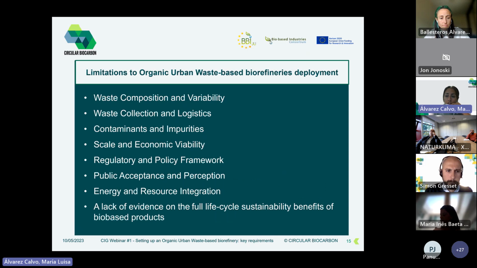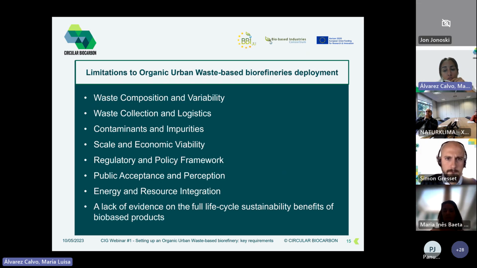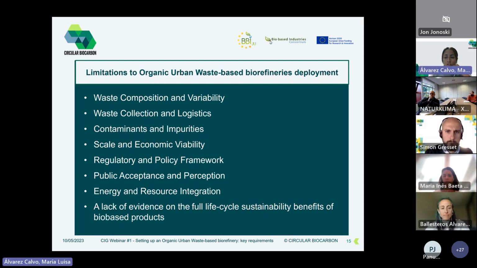On the other hand, some limitations can be found for organic urban waste-based biorefineries, such as waste composition and variability. Why? Because organic urban waste can be highly heterogeneous, containing a wide range of materials with varying composition and quality. This can make it challenging to develop consistent and efficient conversion processes in biorefineries. The variability in waste composition may require frequent adjustments and optimization of the biorefinery operations.